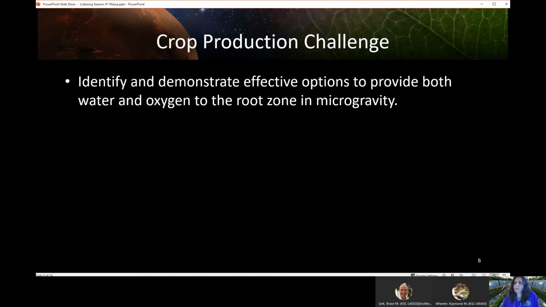The top challenge, which I think is probably our biggest one right now, is to identify and demonstrate effective options to provide both water and oxygen to the root zone in microgravity. Plants need water, but they don't want to be in a flood. They also need oxygen in the root zone. And because air and water don't mix well without gravity, this is actually really tricky.